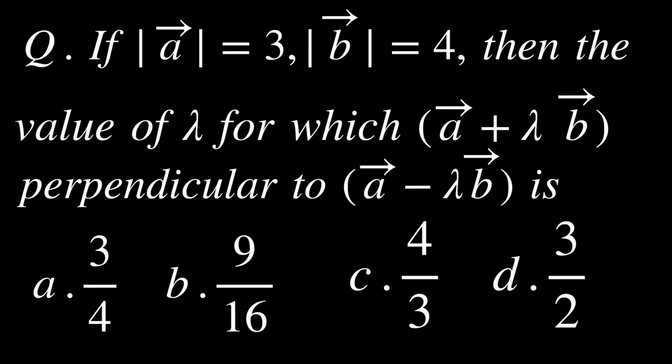Next problem. If mod vector A is equal to 3, mod vector B is equal to 4, then the value of lambda for which vector A plus lambda vector B is perpendicular to vector A minus lambda vector B is, options: A 3 by 4, B 9 by 16, C 4 by 3, D 3 by 2. So in this problem they have given magnitude of two vectors and they mentioned that vector A plus lambda B is perpendicular to vector A minus lambda B. If that is the case, what is the value of lambda?